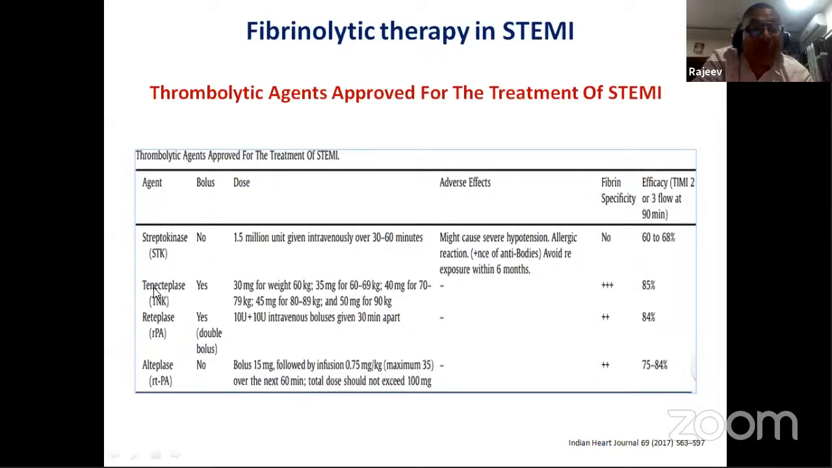And it competes with reteplase, which again has to be given as a bolus, 10 units and 10 units over 30 minutes. It is also very fibrin specific, and 84% patency rate of the arteries is achieved by using reteplase. Alteplase, again, no bolus required, 15 milligrams, followed by infusion of 0.75 milligrams per kg over the next 2 hours. Total dose not exceeding 100 milligrams. It is fibrin specific and achieves a patency rate of almost 75 to 84%.